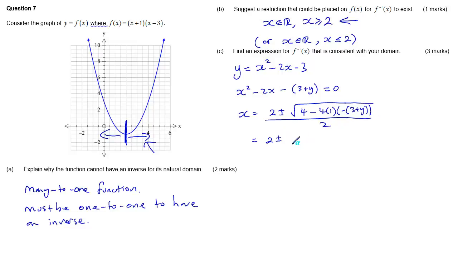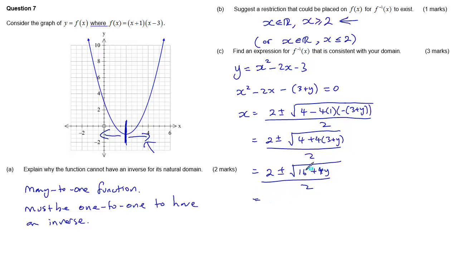So that's 2 plus or minus the square root of 4, add 4 times (negative 3 plus y), all over 2. So that's going to be 2 plus or minus the square root of 4 add 12, 16 add 4y, all over 2. So we could take a common factor of 4 out of these two and then slip that outside of the square root, and that would become a 2. So that's 2 plus or minus 2 root 4 plus y over 2, and then just cancel with the 2's and you get 1 plus or minus root 4 plus y.